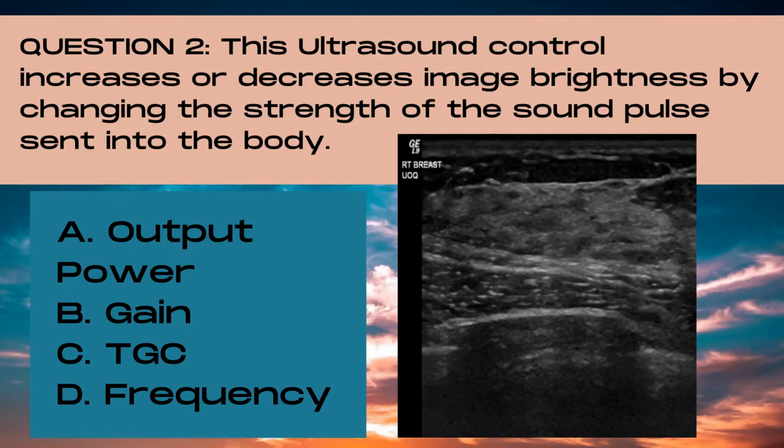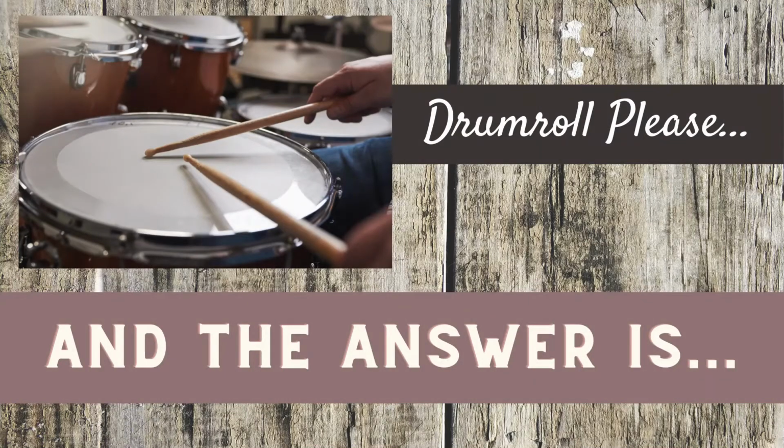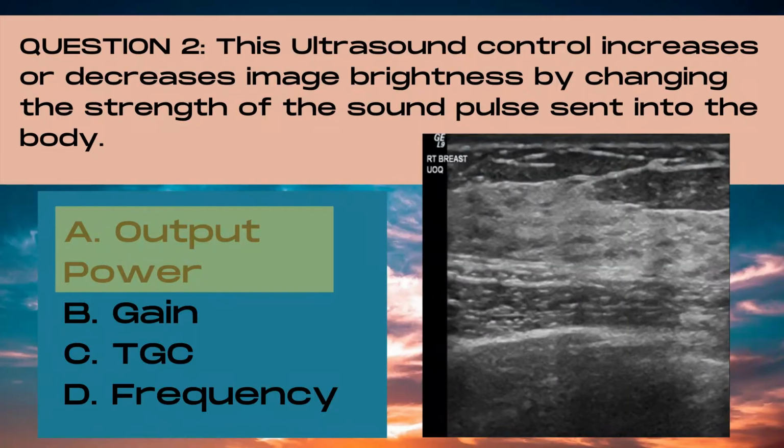Question 2. This ultrasound control increases or decreases image brightness by changing the strength of the sound pulse that's sent into the body. A. Output power, B. Gain, C. TGC, or D. Frequency. And the answer is A.